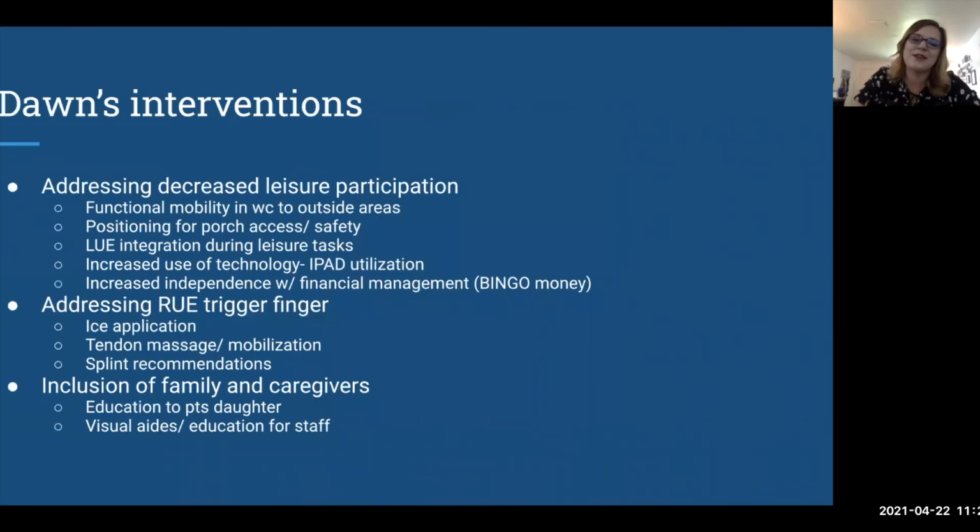Some other interventions I've provided Dawn have been to address her decreased leisure participation. She was having a lot of emotional concerns with her transferring to an assisted living from her home. So we have completed functional mobility in her wheelchair to outside areas, working on her propelling herself in the wheelchair. We've also worked a lot with positioning her wheelchair for her independent porch access. So we trialed her going out onto her porch, and I placed markers on the pavement so she knew where to position her wheelchair in order to come back in, as well as safety education for her doing that on her own. We've done left upper extremity integration during leisure tasks.